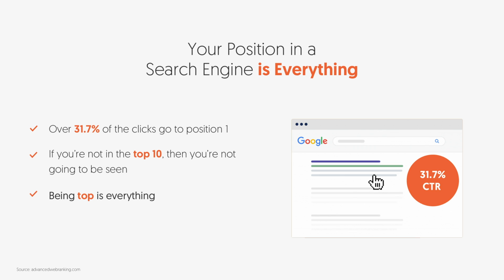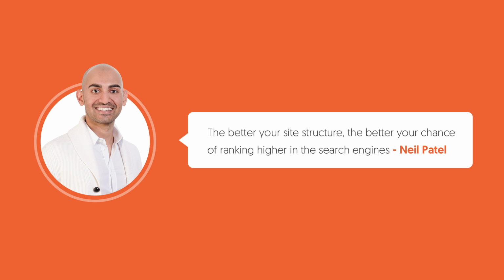If you're at the top, that's where you get the majority of the clicks. The number one listing on average is getting 31.7% of the clicks, according to Advanced Web Ranking. So you want to try to be at the top. The better your site structure, the better your chance of ranking at the top on Google.